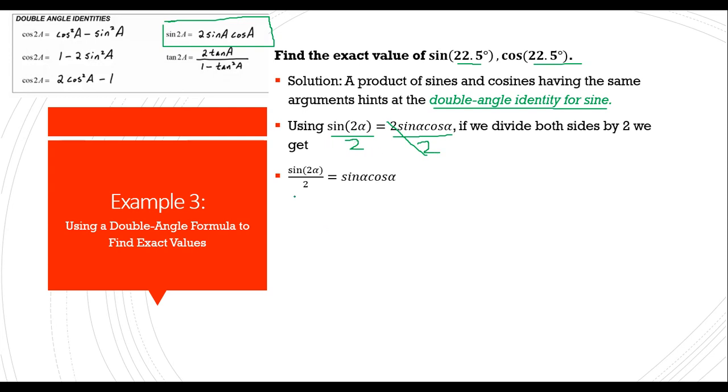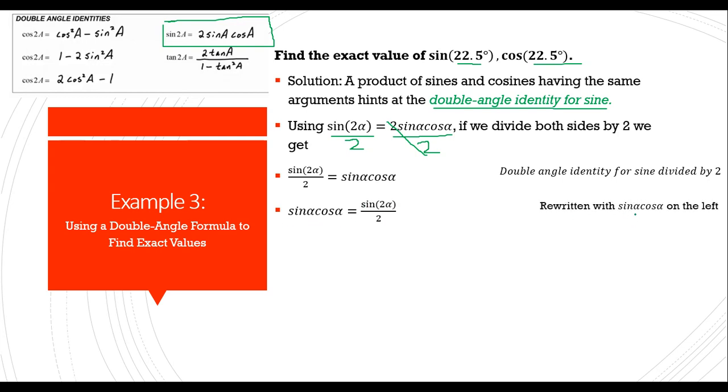I'm able to do this. I get sine 2 alpha over 2 equals sine alpha cosine alpha. Now for this problem, I'm going to switch it. I'm at sine alpha cosine alpha, so sine alpha cosine alpha equals sine of 2 alpha over 2. I literally just rewrote it with sine alpha cosine alpha on the left. This is what I want to work with.